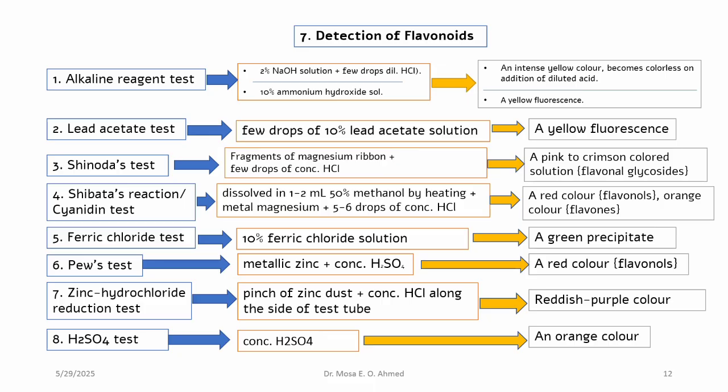Ferric chloride test. The reagent consists of 10% ferric chloride solution, and this test gives a green precipitate with flavonoids.